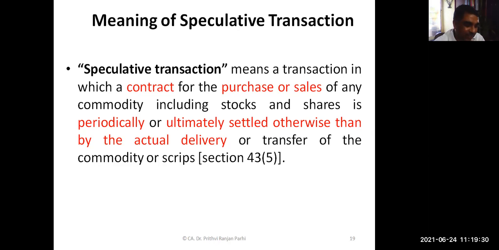Normally this transaction happens in a derivative market. You can think of it as a contract to settle the transaction otherwise than by actual delivery. That is called a speculation transaction. Here, the persons dealing in the transaction are actually not interested in the price of the asset. They want to get some benefit from the price fluctuation. So they settle the price fluctuation among themselves without actual delivery of the asset.